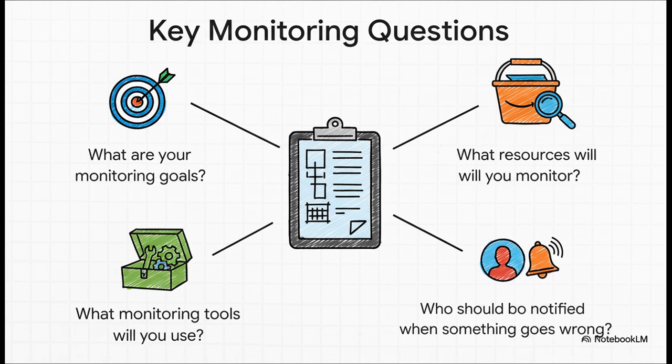Well, before you even think about touching a tool, AWS says to start with a plan. And really, it just boils down to these four questions. Answering these first is so important because it forces you to define what success even looks like. It's about collecting the right data, not just all the data.